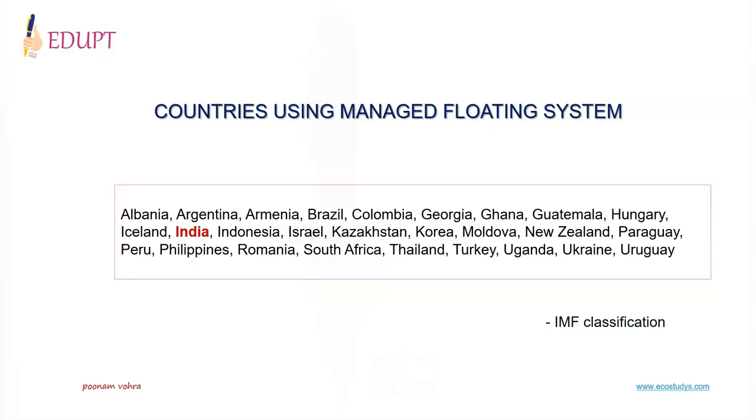Here is the list of countries which are using the managed floating system. The countries are Albania, Argentina, Armenia, Brazil, Colombia, Georgia, Ghana, Guatemala, Hungary, Iceland, India, Indonesia, Israel, Kazakhstan, Korea, Maldives, New Zealand, Paraguay, Peru, Philippines, Romania, South Africa, Thailand, Turkey, Uganda, Ukraine, and Uruguay. This information has been provided by the IMF.